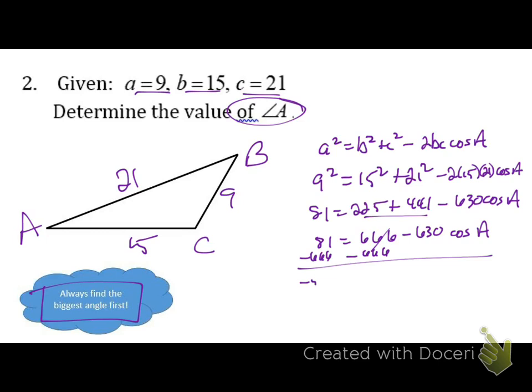And get negative 585. And then the next classic mistake is to not bring down that minus sign as a negative. So make sure that you do that. So you get negative 630 cosine of A. And then we're going to continue getting cosine of A by itself by dividing both sides by negative 630, not by adding 630 to both sides.